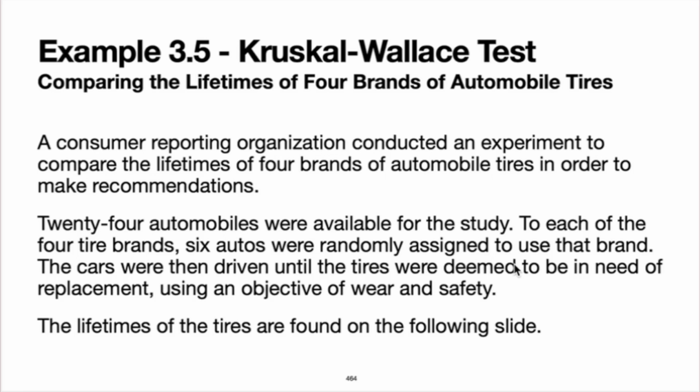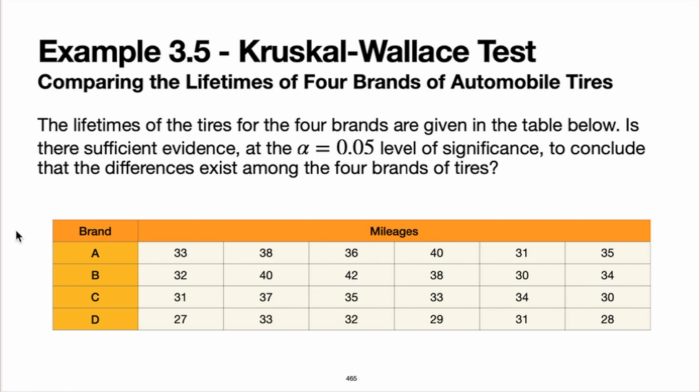To each of the 4 tire brands, 6 automobiles were randomly assigned to use that brand. The cars were then driven until the tires were deemed to be in need of replacement using an objective wear and safety measure. The lifetimes of the tires are found on the following slide. Alright, so here's the data. You can see here that we've got 6 observations for each brand, the lifetime of the tires on each of the 6 cars that use that particular brand. So the lifetimes of the tires for the 4 brands are given in the table below.